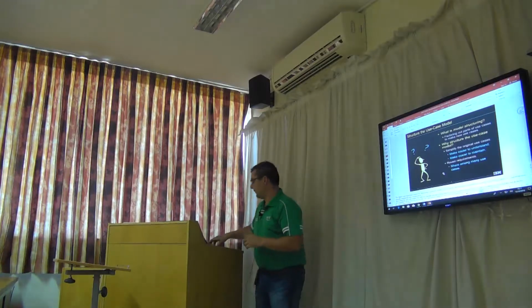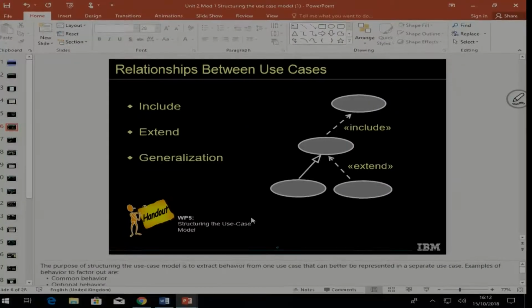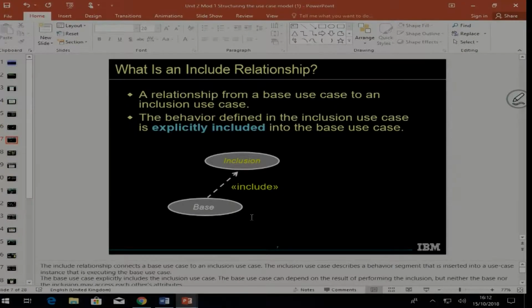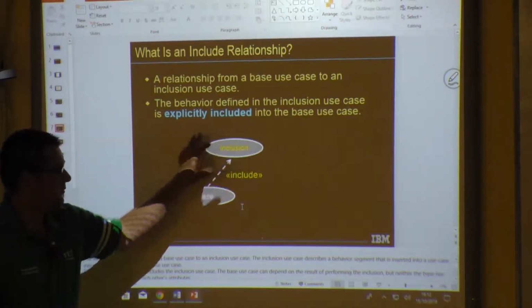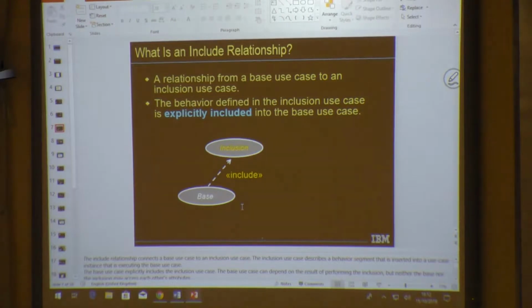Okay. Now, there's various ways of doing this. As I mentioned, there's include and extend use cases and generalization. So what you will see, an include use case really tells us it's a relationship which we're going to have from the base use case to the inclusion use case, and it means to us the behavior which is inside this inclusion use case is going to be included in the base use case.